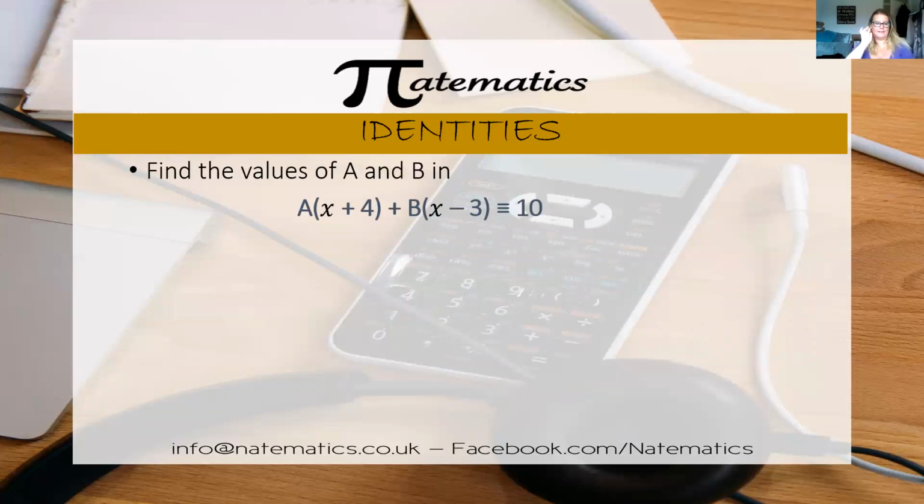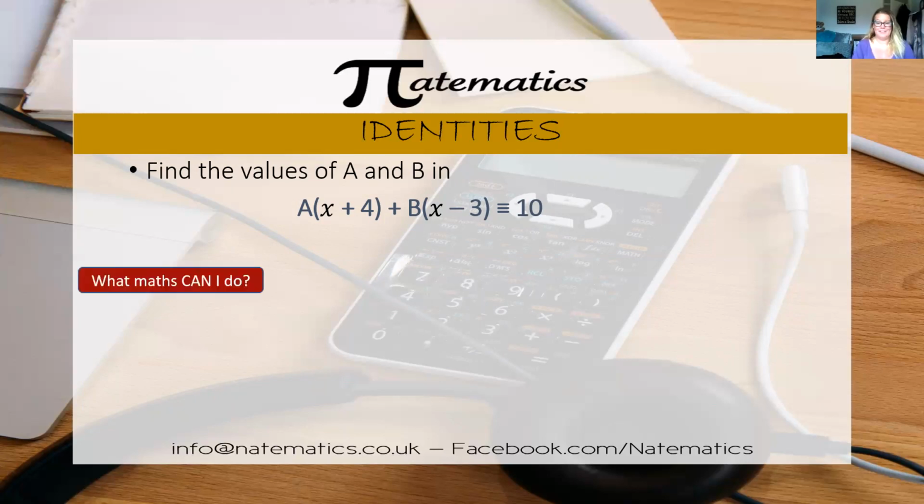So question number 2 then, this is a little bit harder. So find the values of a and b in a lots of x plus 4, plus b lots of x minus 3, is exactly the same as, identical to, 10. Need to have a look at this now. And what do you notice about it? Is there anything that looks a bit different? Anything that you might be expecting in there that is not there, or something extra in there that you weren't expecting? I'll see if you're correct in a minute. Hopefully write that down and see if we agree with each other.